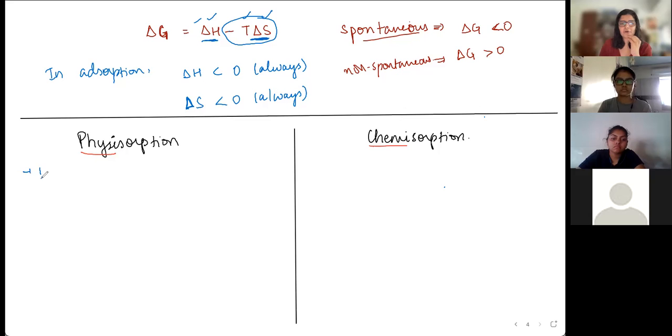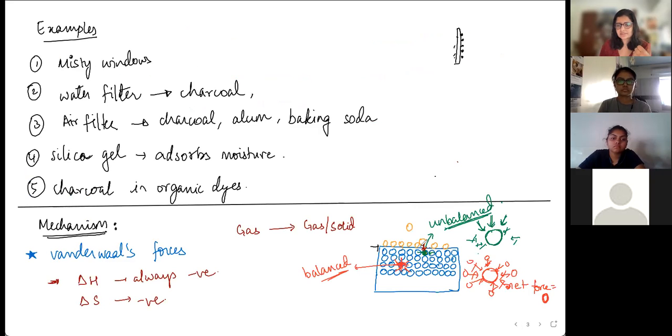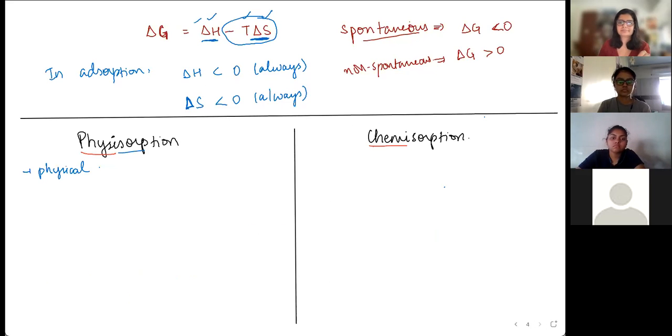Physisorption is purely a physical process. So the adsorption that's taking place, only van der Waals forces are involved in it. Like when adsorption happens only due to van der Waals forces coming into picture, then that is physisorption. So it's a physical process. In other words, it happens because of van der Waals forces alone.